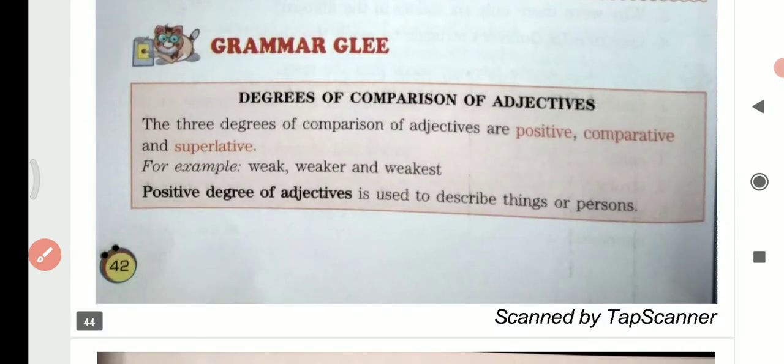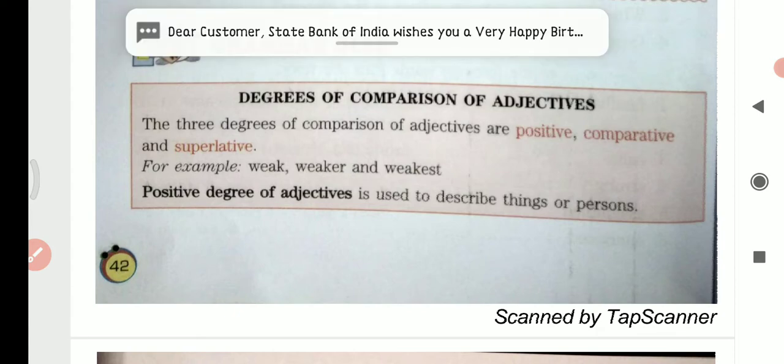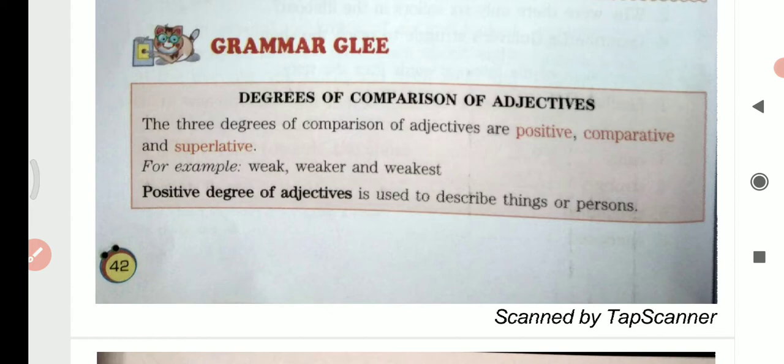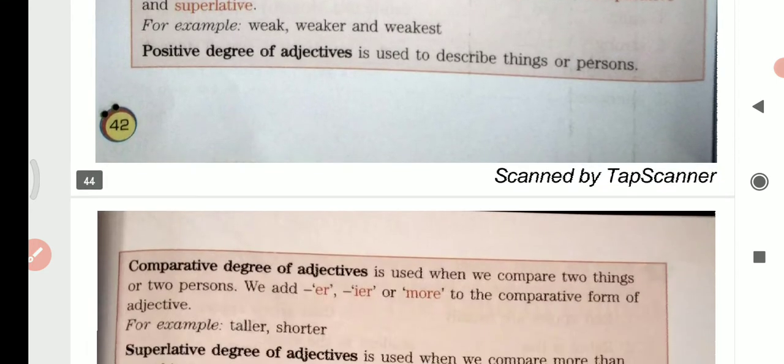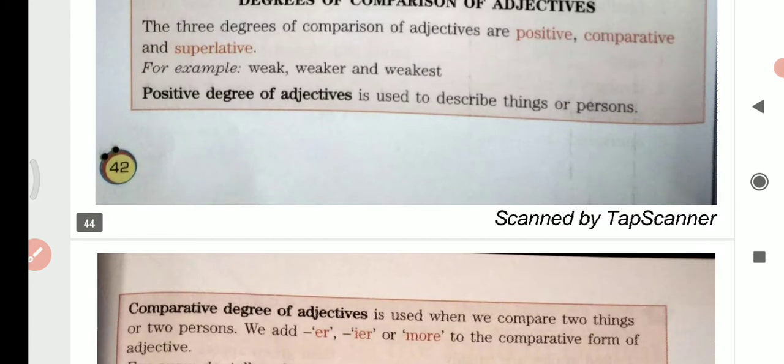Now let's move to the grammar part. Degrees of comparison of adjectives. Students, you have already learned about the degrees of comparison in your previous class. We have 3 degrees: positive degree, comparative degree and superlative degree. Now what is this positive degree?